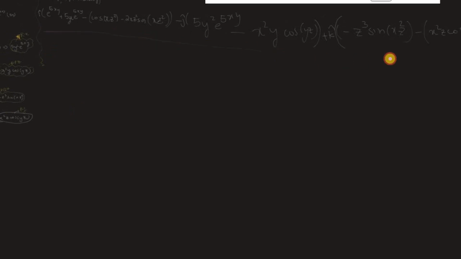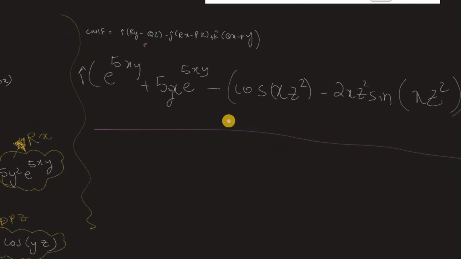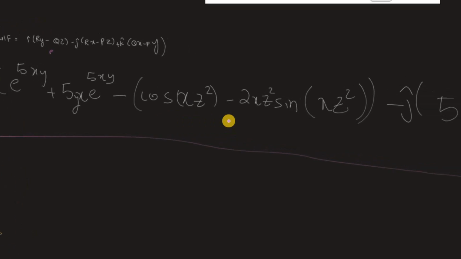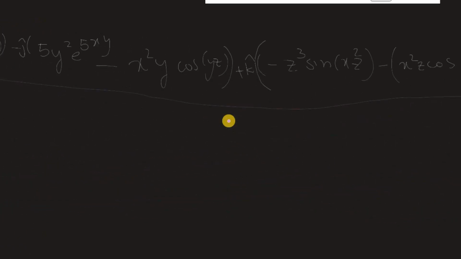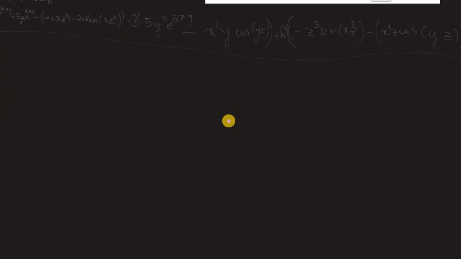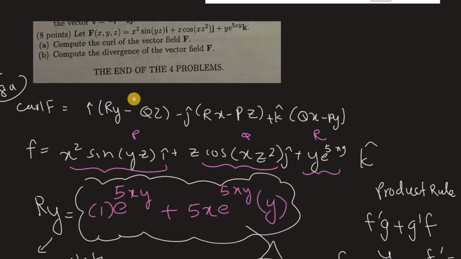I hope you can see this all. If you can't, let me just zoom in. Okay, so this is the equation of curl. It looks really big. You can see it all. Okay, so now we have the curl.